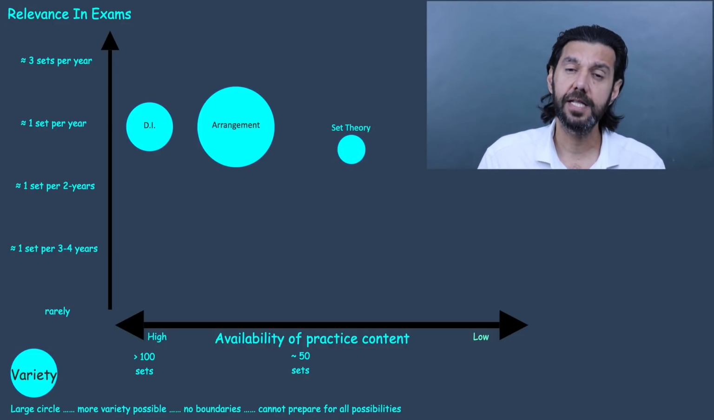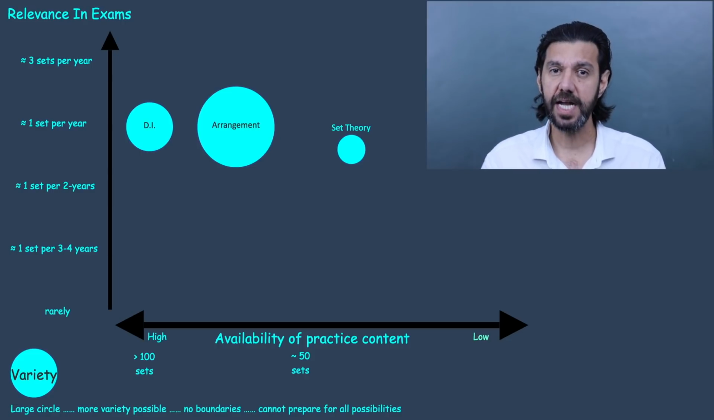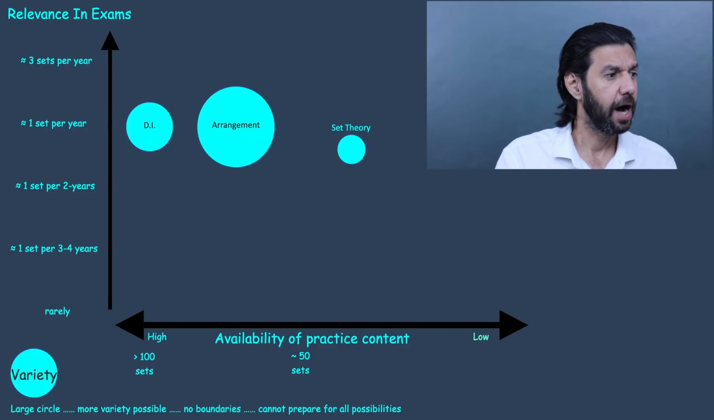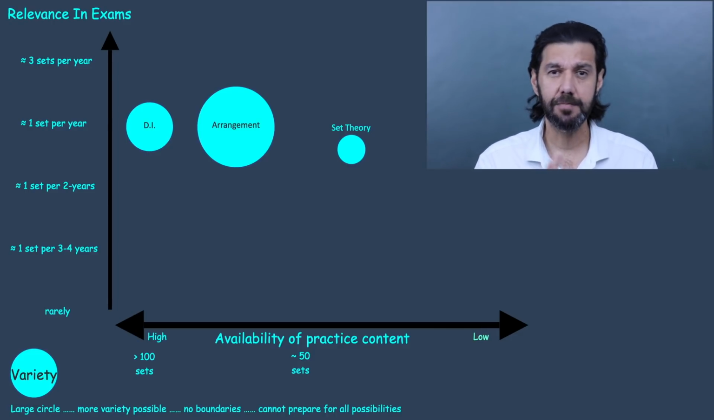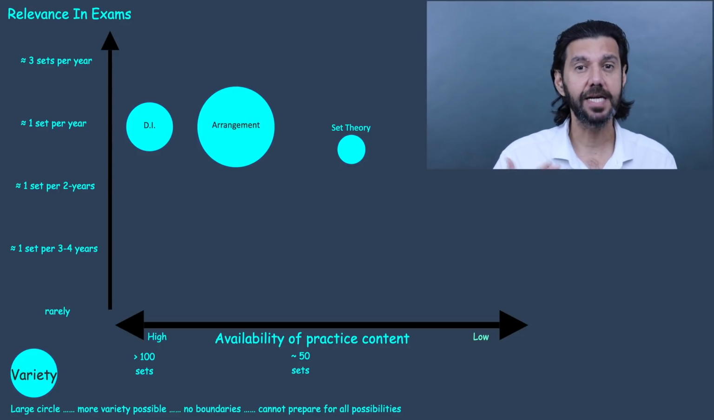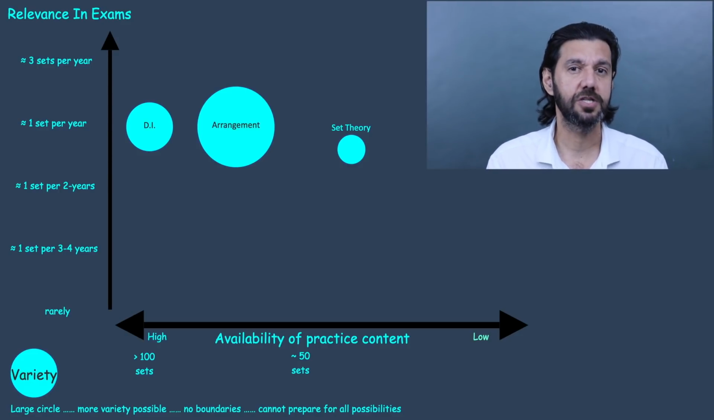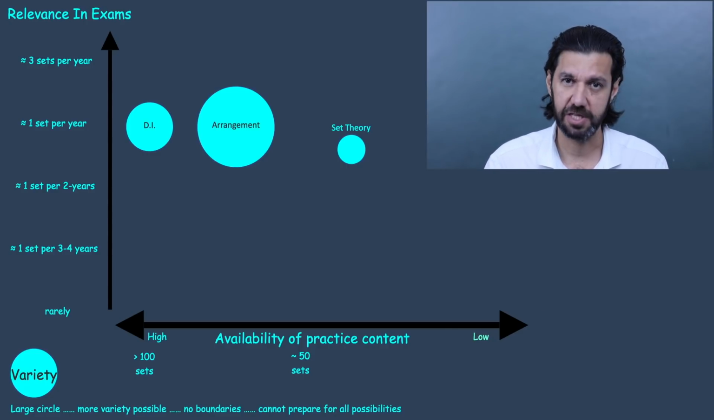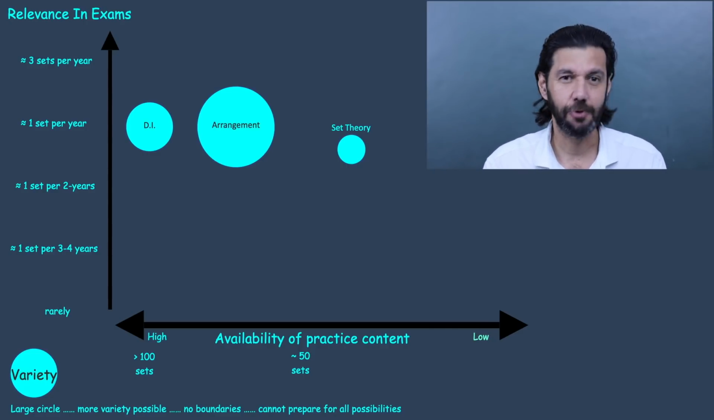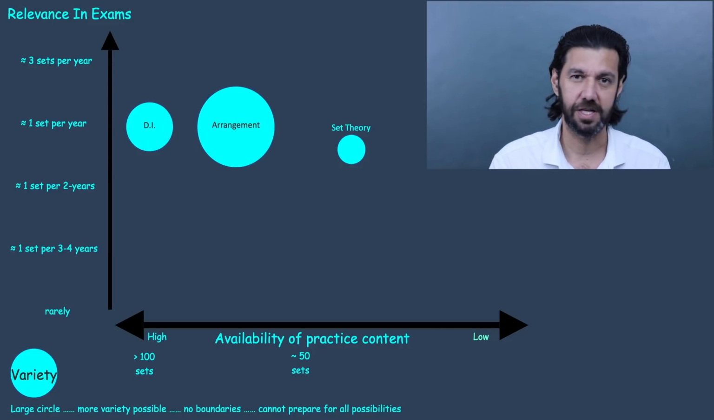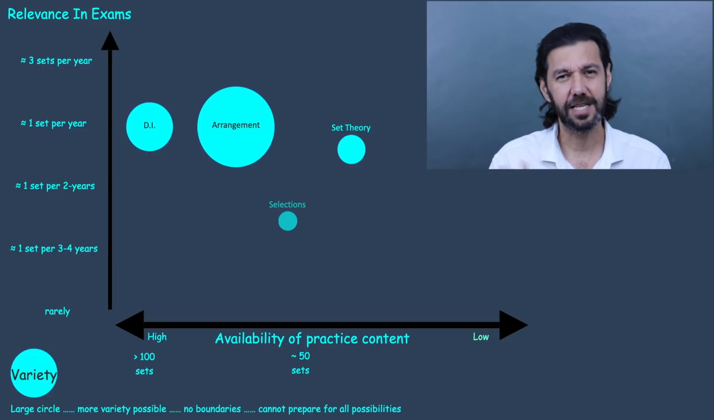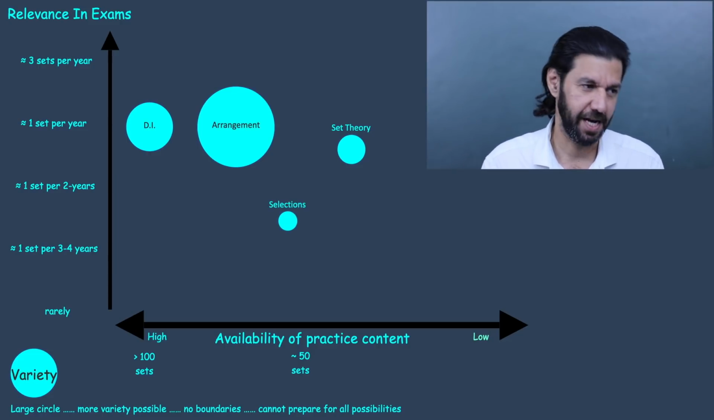The third topic that I'll talk about is set theory. Now, set theory is limited in its scope, so the circle is small. Its relevance is almost similar to the earlier ones. So CAT does give a lot of sets on set theory. Hence it is coming as one set almost every year, or maybe 3/4 of a set. 1 year it might miss out in 3-4 years. And content is reasonable, you'll get 30-40 sets to prepare, and that should be enough.